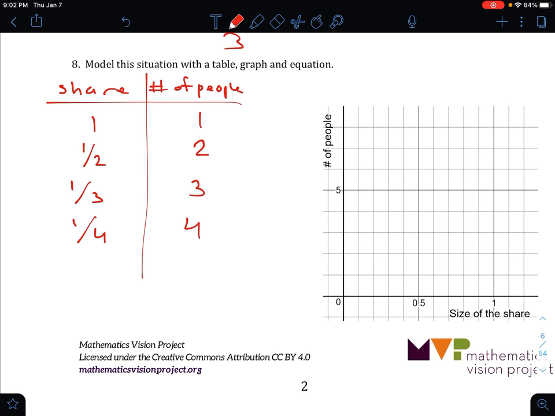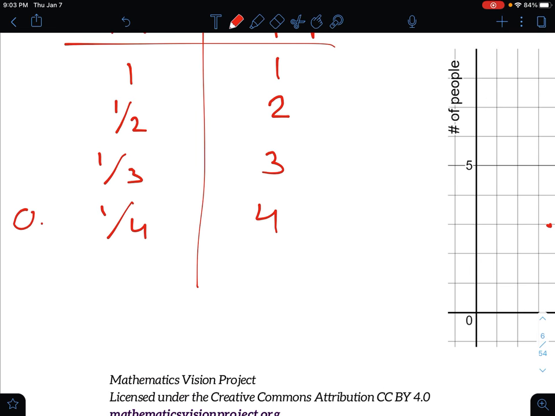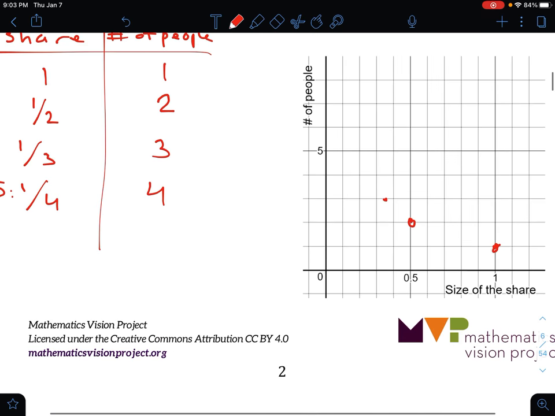If we're at 1, we'd have 1 person. If we had a share of 1/2, we'd have 2 people. Then we go to 1/3, which is 3. So we go 1, 2, 3. I'm going to go up 1, 2, 3. And then we've got 1/4, which, I guess actually it's better to think of this as 0.25. So you go to 0.25 and we'd go up to 4.